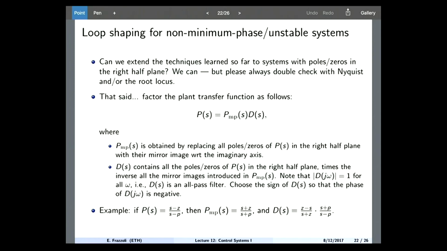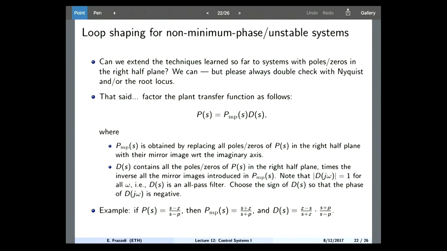Unfortunately, that's not always the case. Very often you will be faced with the task of stabilizing a system that has open loop unstable poles or has non-minimum phase zeros. What do you do in that case? Go back to your boss and say, well, I cannot do that? No, you can't say that. So, well, you need to figure out something.